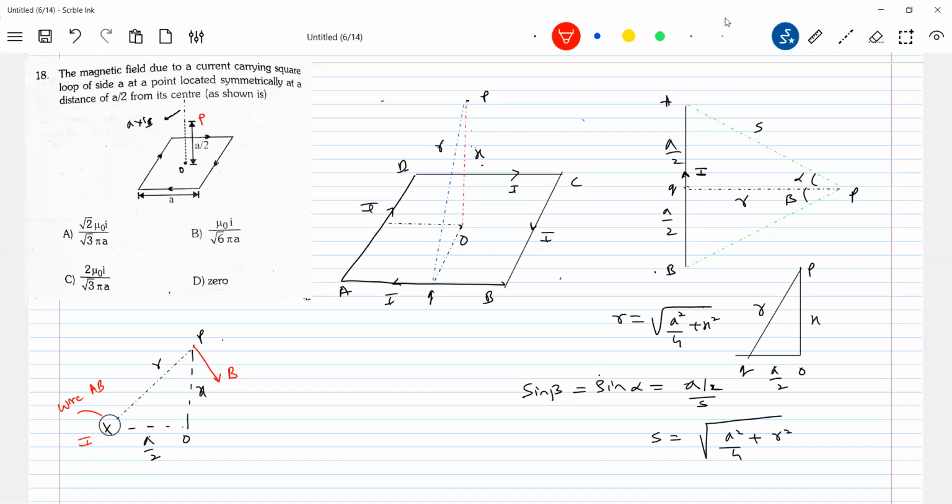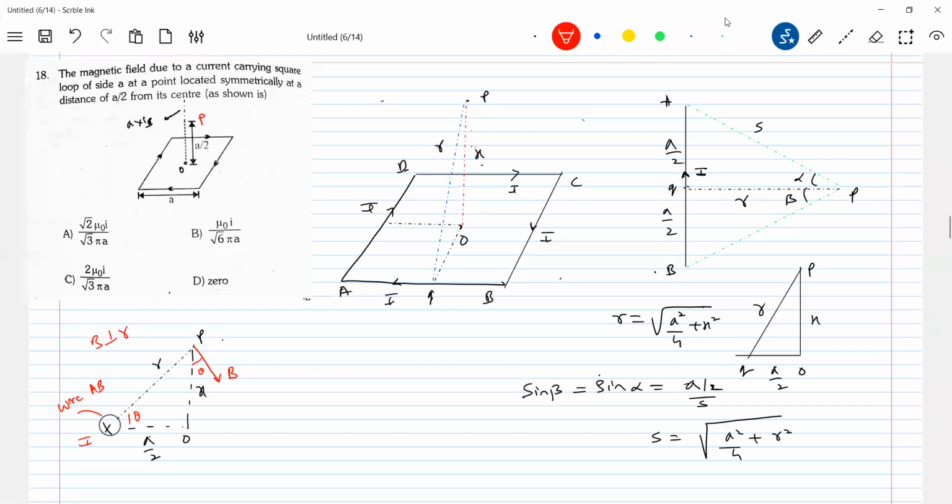Then the resultant field has to be calculated. So due to all the wires, again, it will be similarly downward only. So horizontal components will cancel. Only vertical components will get added up. So call this theta. If this is theta and B should be perpendicular to R, so 90 minus theta, this will be theta.